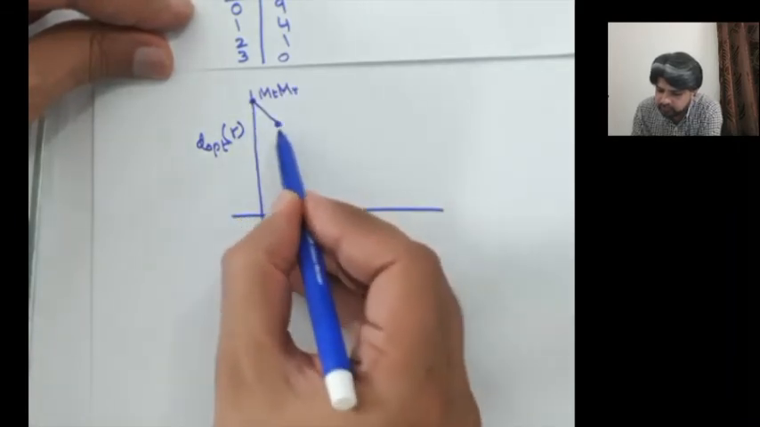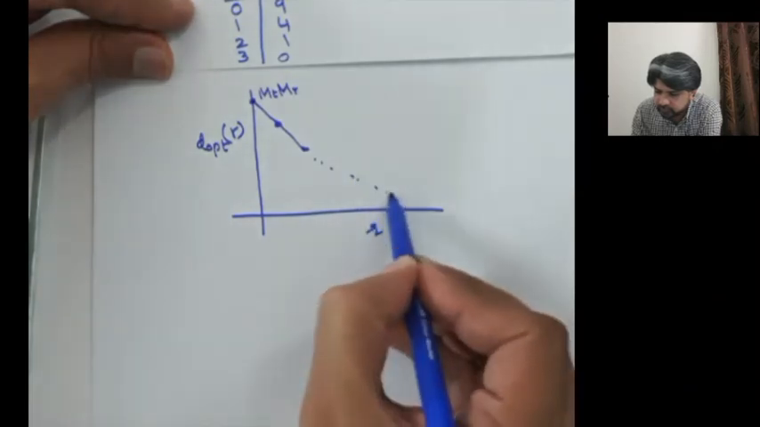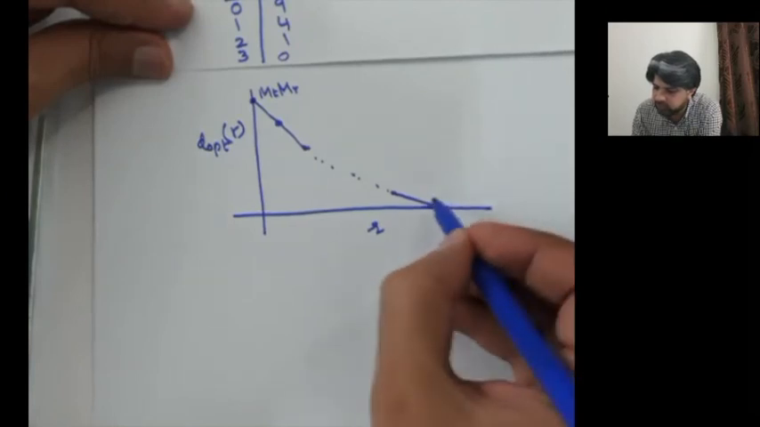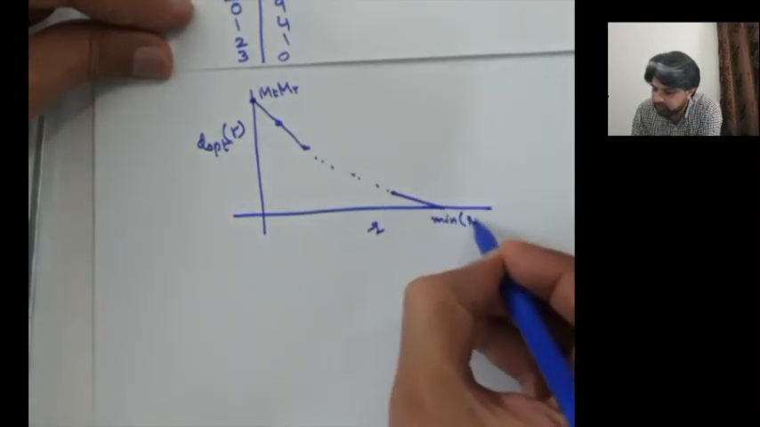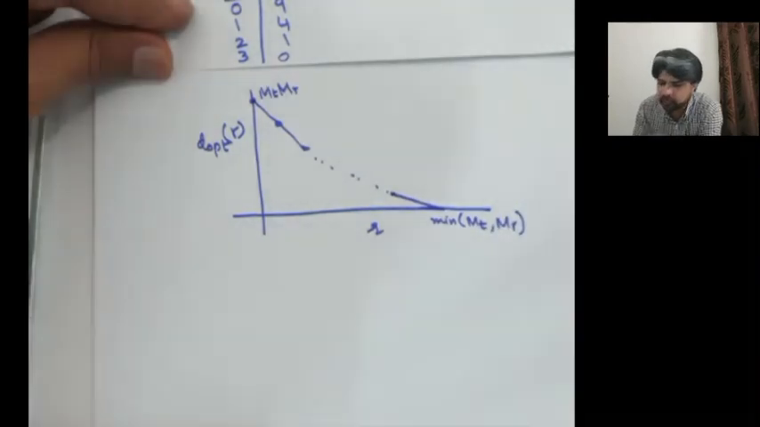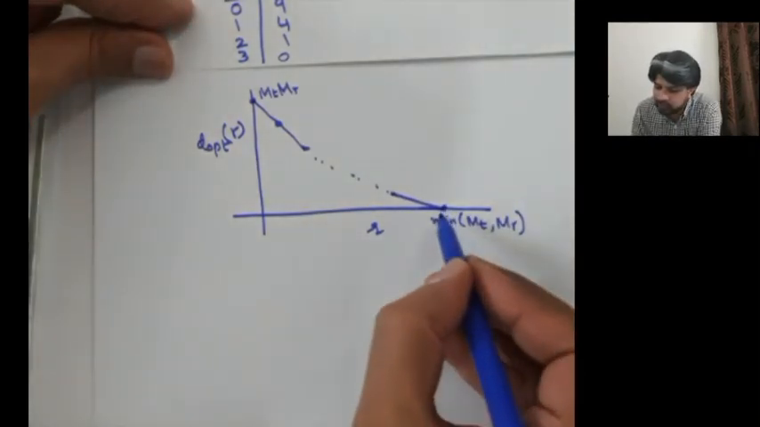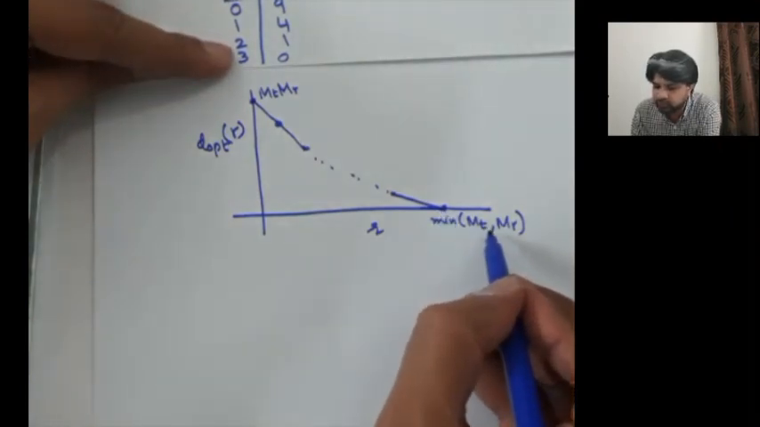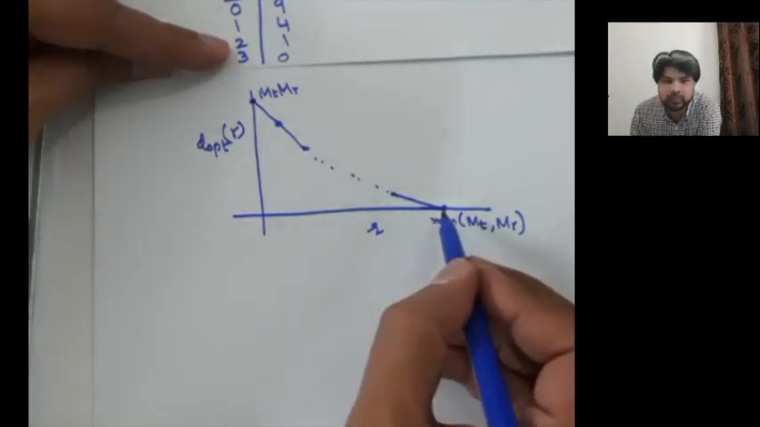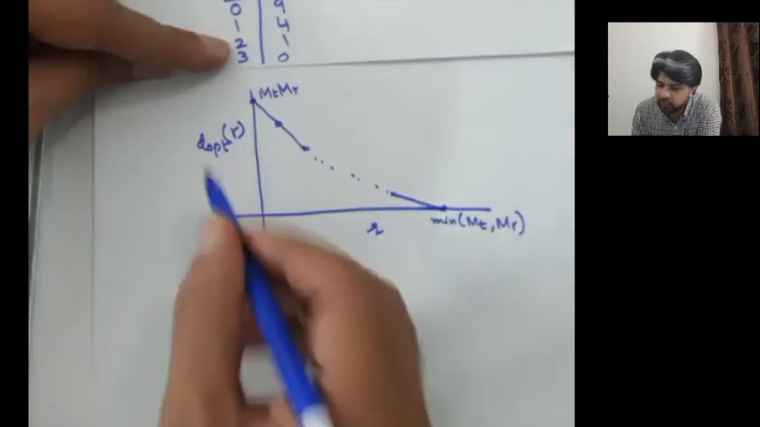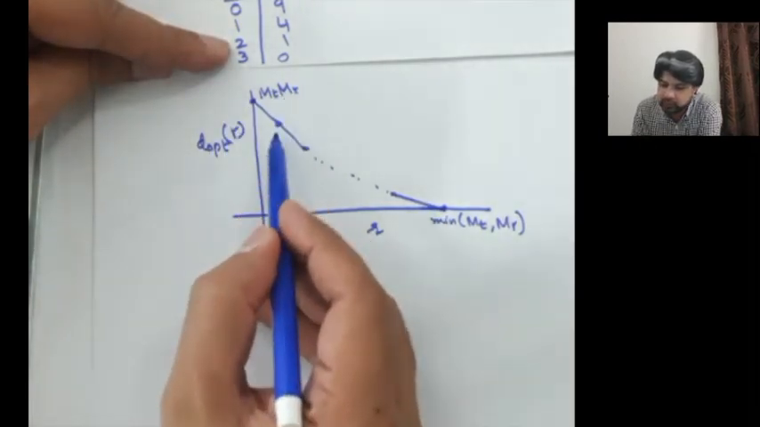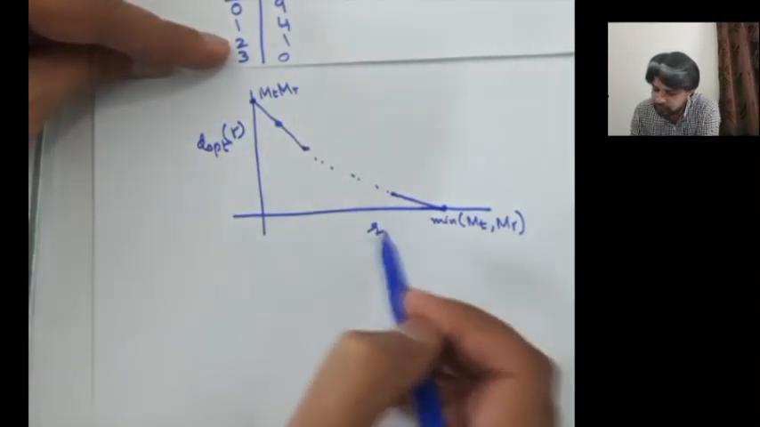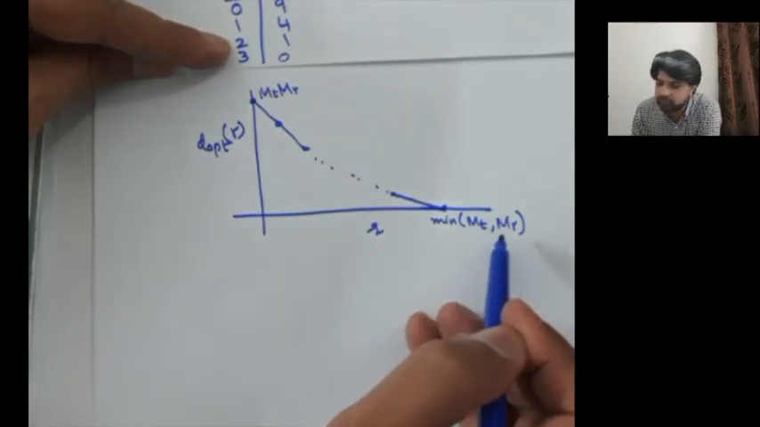This would decrease. Finally, when D equals 0, you would get the maximum value of R, and that would be the minimum of MT, MR. Right? And in this case, this would occur when R is equal to 3. So your minimum of MT, MR would be equal to 3. And that would be the maximum multiplexing gain that you can get, right? So in this case, it starts with 9, comes to 4, comes to 1, and comes to 0, right? And this is a general curve where you have MT number of transmitting antennas and MR number of receiving antennas.